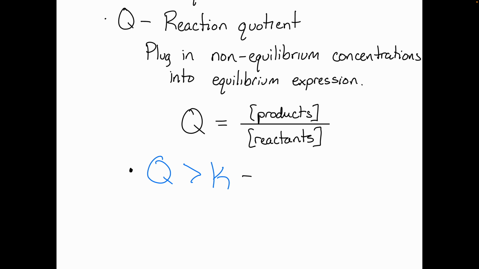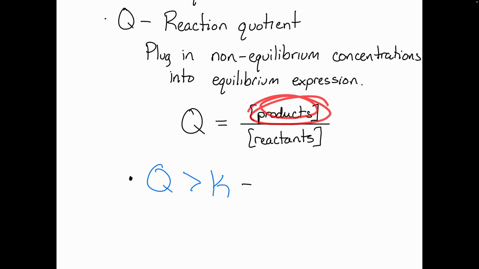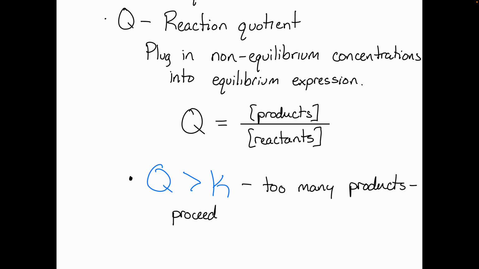All right, if Q is greater than K, let's look carefully at our expression here. What does that mean? The numerator's too big or the denominator's too big? Do I have too many products in this mixture or do I have too many reactants? Too many products, right? If Q is greater than K, that means that this numerator right here is too big. So now I have too many products. And this is a reaction that will proceed to equilibrium in the reverse direction.